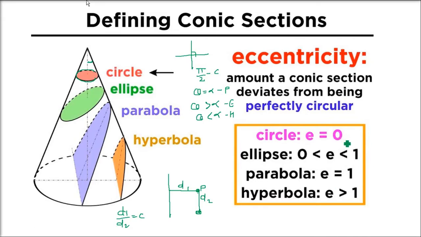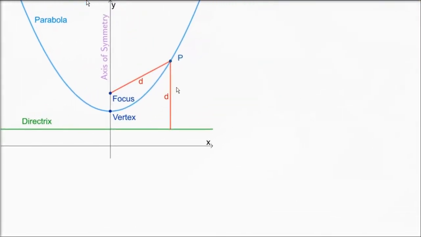If this eccentricity, this constant value, is 0, you get a circle. If this E, which is the ratio of the two distances, one from the line and one from the point, is between 0 and 1, you will get an ellipse. If this E is 1, that is, both distances are the same, it will be a parabola, and if E is greater than 1, you get a hyperbola.